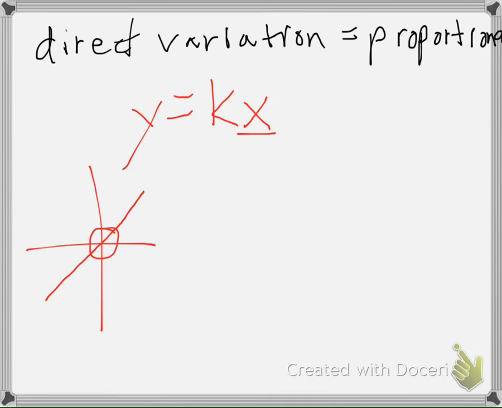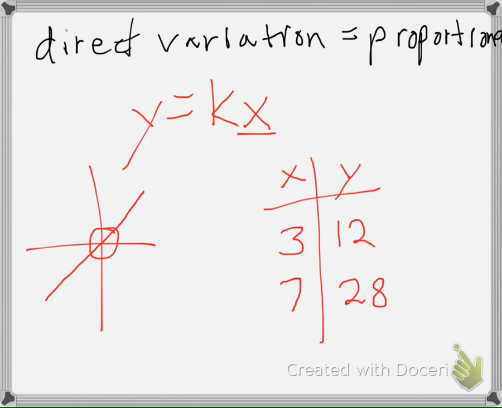Every direct variation equation goes through the origin. If I want to check it from a table, then all I have to do is look at the relationship. From 3 to 12, I am multiplying by 4. From 7 to 28, I am multiplying by 4.